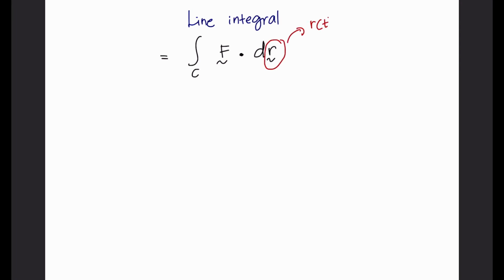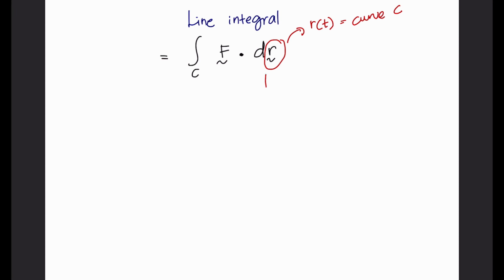In today's lesson, you have learned about the line integral. The line integral is given by this formula: the integration over curve C of vector F dot product with dr, where this r(t) is the parametric representation of curve C.